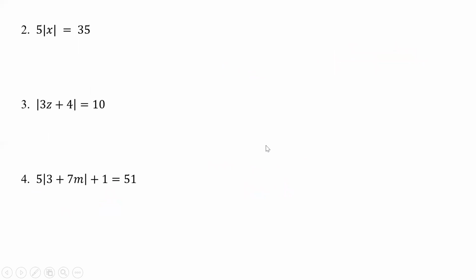Okay, let's do some more. Now this one, we have 5 times the absolute value of x equals 35. And so that means we have to divide by 5 to get rid of it. And we divide by 5 here. And so then the absolute value of x is equal to, well, 35 divided by 5 is 7. And so now by the definition, x equals 7 or x equals negative 7. And so our solution set would look something like that.